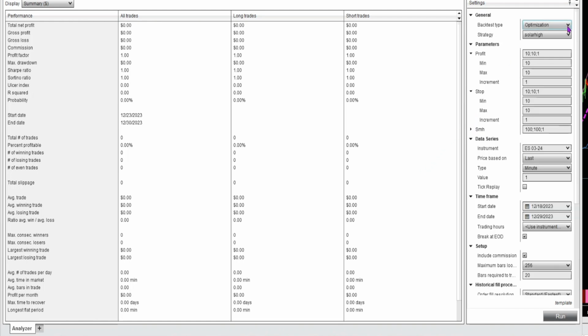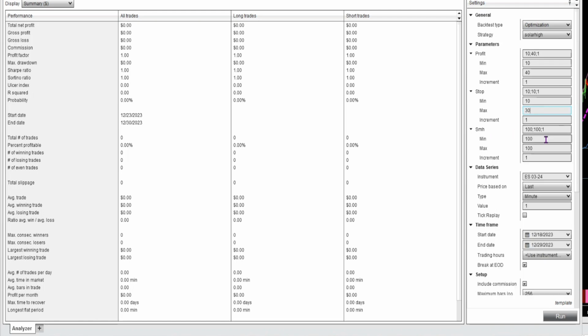I can run an optimization on this to see what I might want to have in the future. Max profit of 40, max stop of 30. My long-term SMA, I want to check between a 50 and a 200 SMA, and I'll do that in increments of 5. So it'll test 50, 55, 60, 65, etc. up to 200. I'm going to test the last 2 weeks, 12.18 to 12.29.